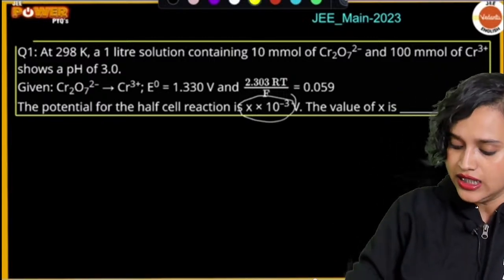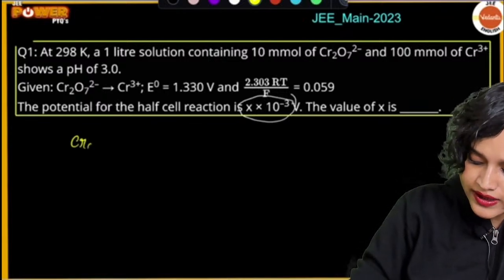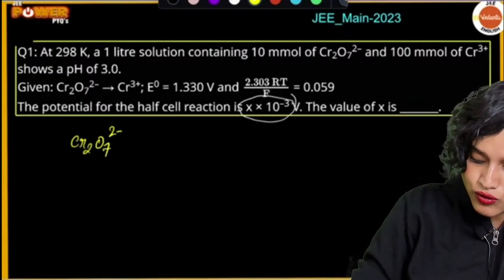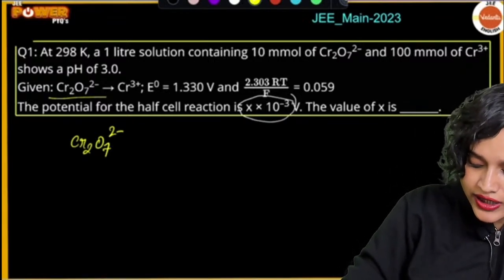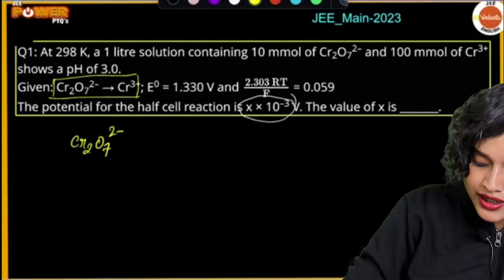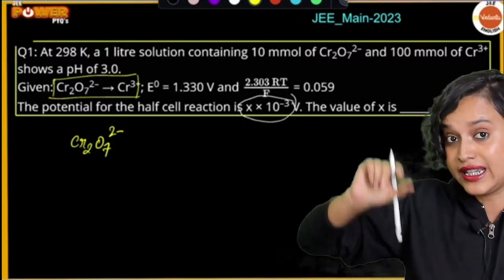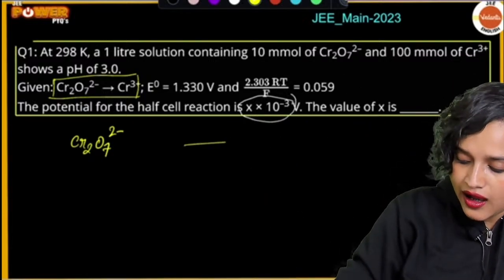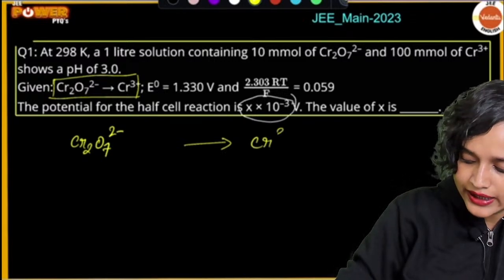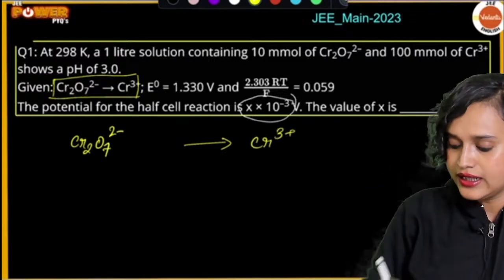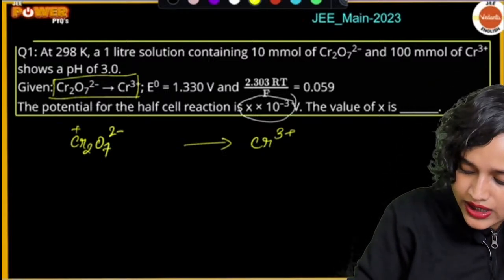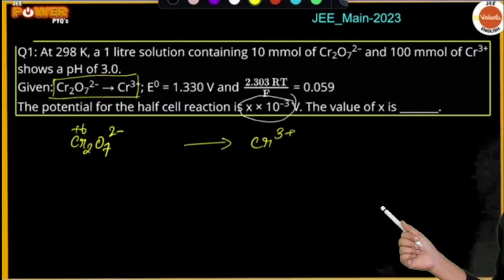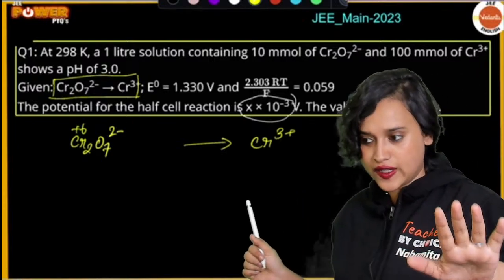What is the reaction? The reaction here, my dear students, is Cr2O7 2 minus. As it is written in the question, Cr2O7 2 minus gets converted to Cr3 plus. So let us write that down, Cr3 plus. Now tell me something. Here in Cr2O7, this chromium is in +6 oxidation state. You all know how to calculate the oxidation state, right?